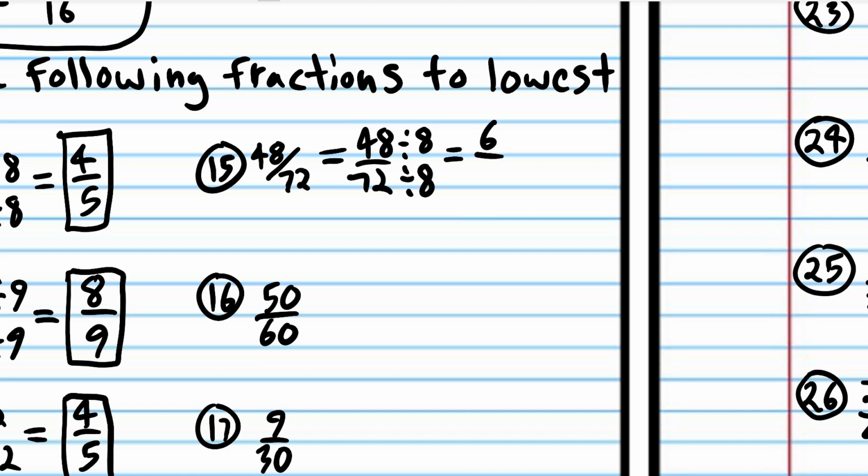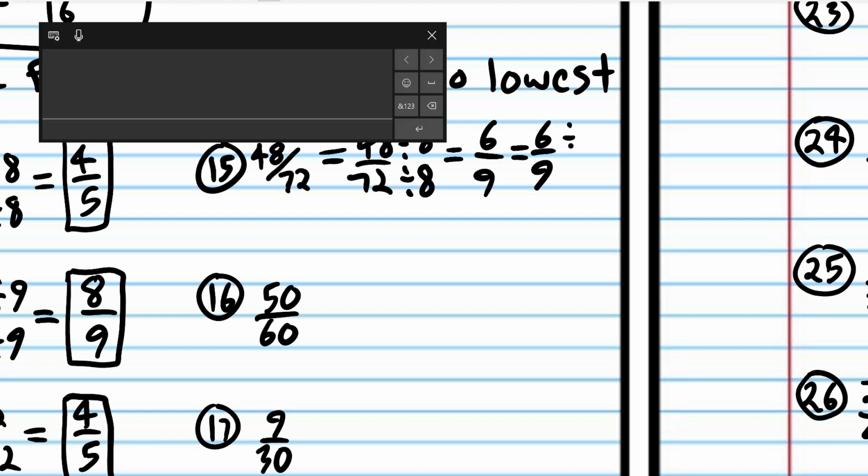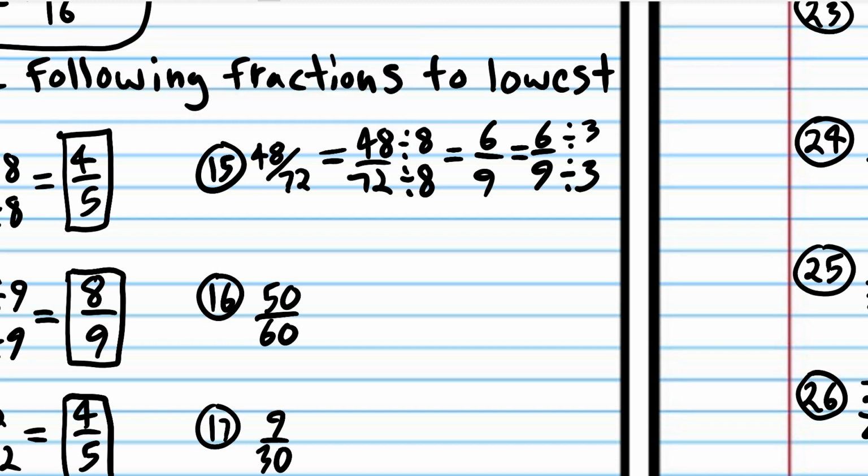And we get 6 over 9. Now the reason that this is, again, a different problem is because 6 over 9 can still be reduced. So we're reducing in steps. Now if we divide both sides of 6 over 9 by 3, divide both sides by 3, then we get 2 over 3.